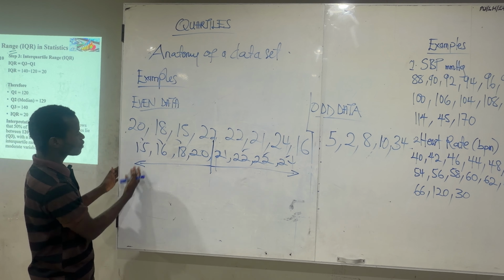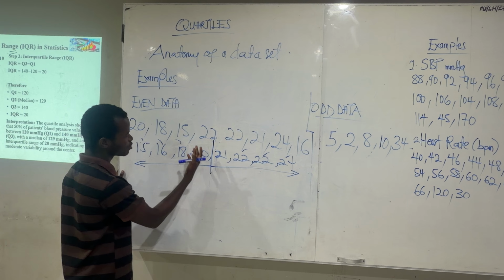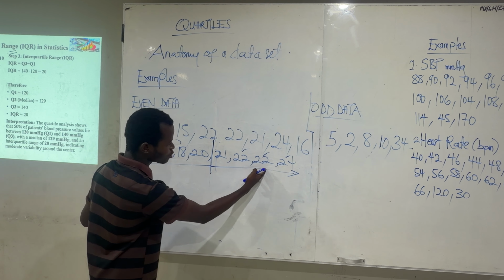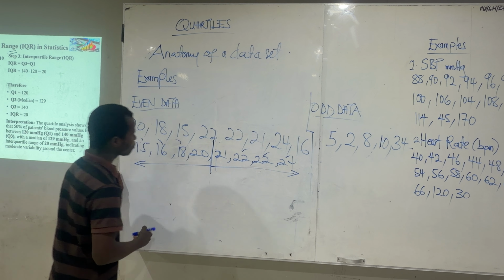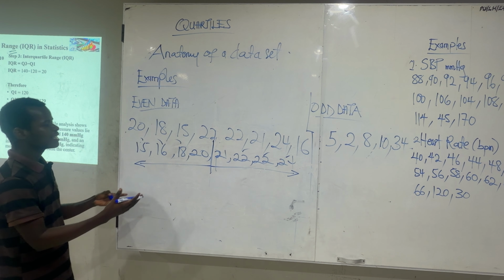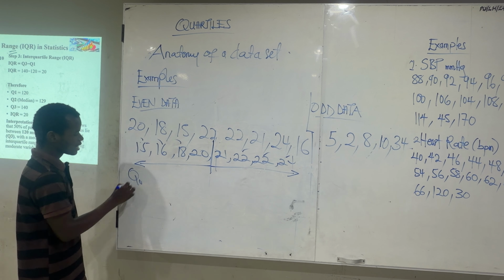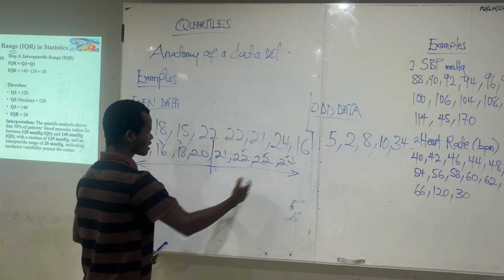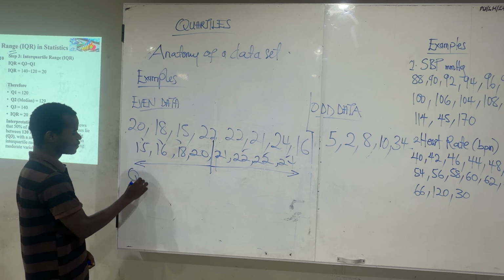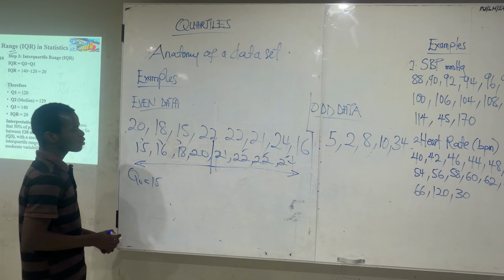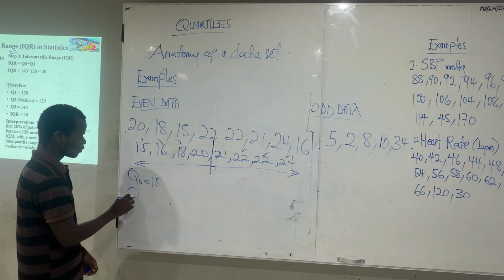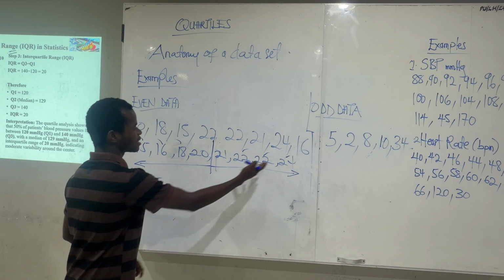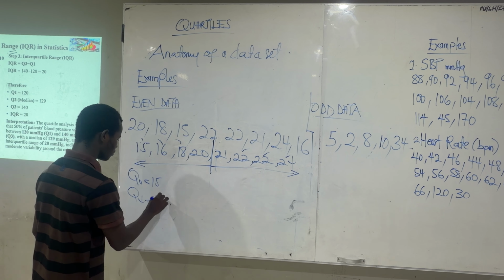So in the lower half, you have 15, 16, 18, 20. And then in the upper half, you have 21, 22, then another 22, and 24. So to find our Q0, it simply means the lowest number in the data set. The lowest number here is 15. And then we can also find our Q4, which is the highest number, and it is 24.